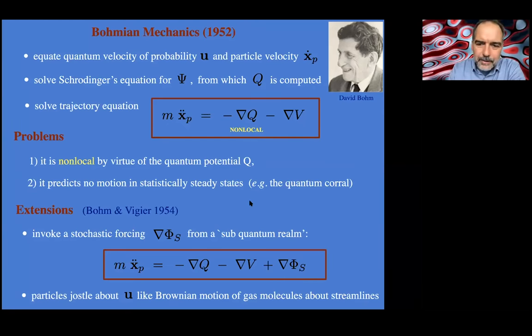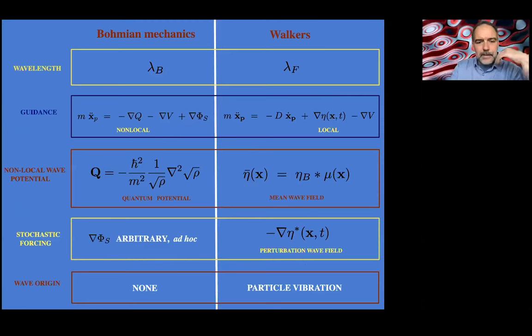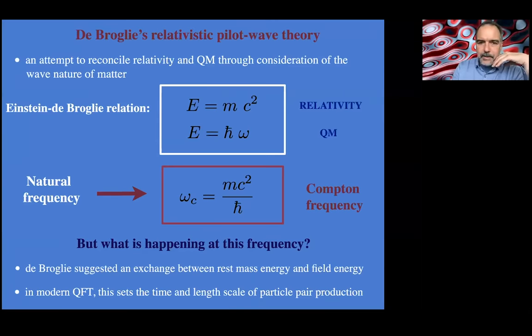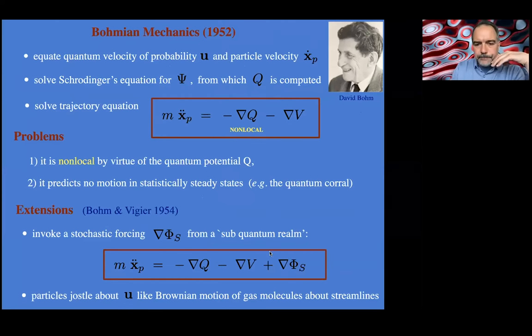Okay, so in order to get around these difficulties, just a couple of years later, they invoked a stochastic forcing from the subquantum realm. So this would now be known as the quantum vacuum, and then you have the particles jostling around this mean motion. So this would describe the mean motion. Then you'd have some perturbation associated with some stochastic forcing.